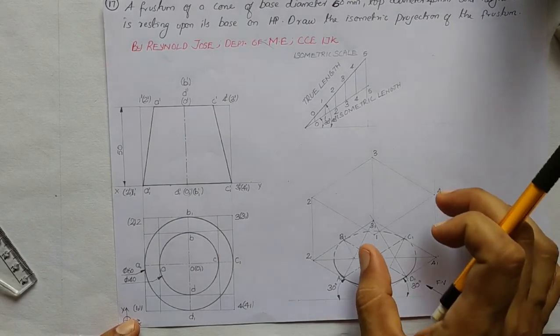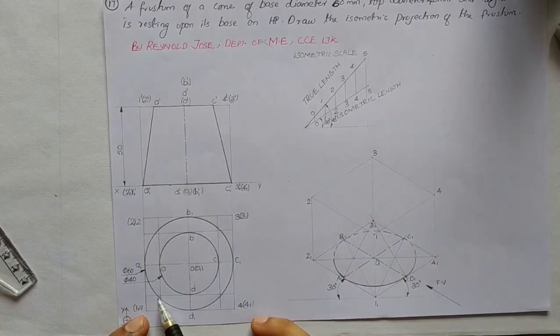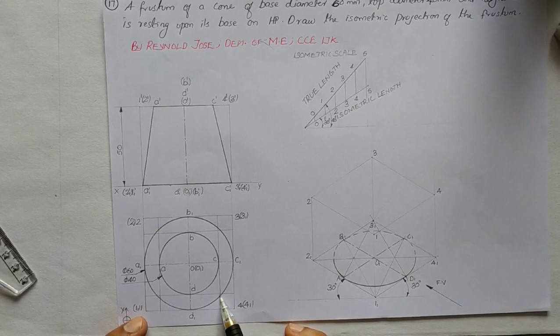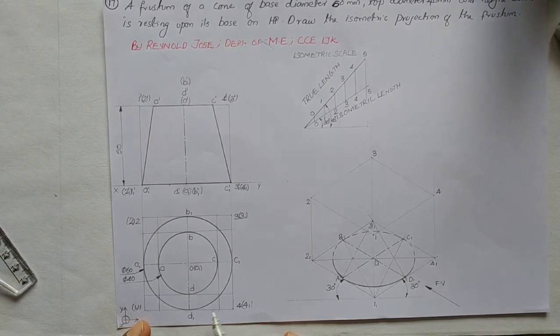So when it comes to isometric, this length is to be multiplied by 40 into 0.82, or else this length is to be multiplied by 40 into 0.82. So what will be this length? This length will be 10 mm. So here this will be 10, this will be 40, and this will be again 10. So this 10 plus 40 plus 10, totally this dimension is 60. So this is 10 mm true length.